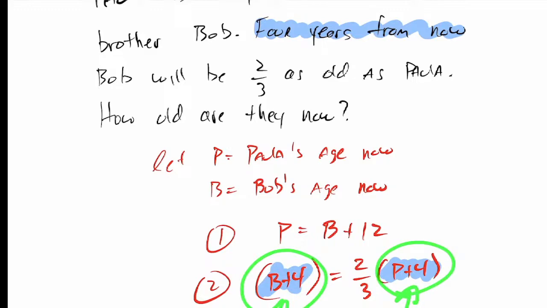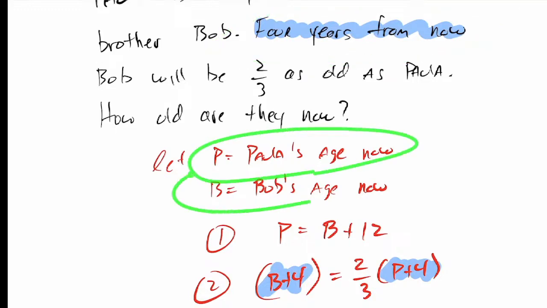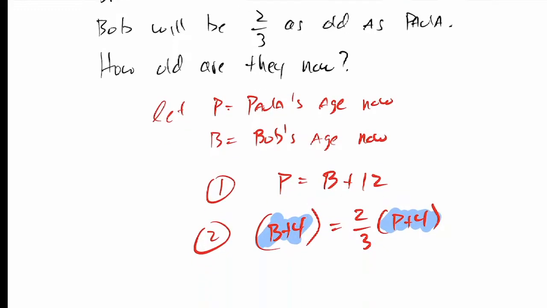But you know that you have to add 4 to both because they say right here it's 4 years from now. So if P and B represent Paula and Bob's current age, like today, in 4 years they're going to both be 4 years older, and then in those 4 years, Bob will be 2/3 Paula's age. So in other words, Bob's future age in 4 years is equal to 2/3 Paula's future age in 4 years. So you have to add those P and 4 to both variables for this one.